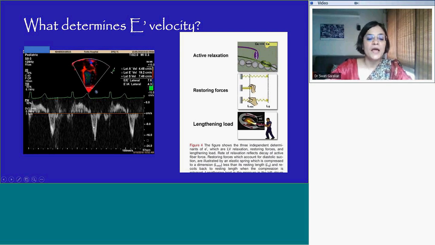And if your machine is set up that way, you will get the E by E prime ratio if your mitral PWD is already taken, at the lateral annulus. You do similar for the medial annulus. The medial annulus, also called the septal, is near the atrial septum down near the ventricular septum.